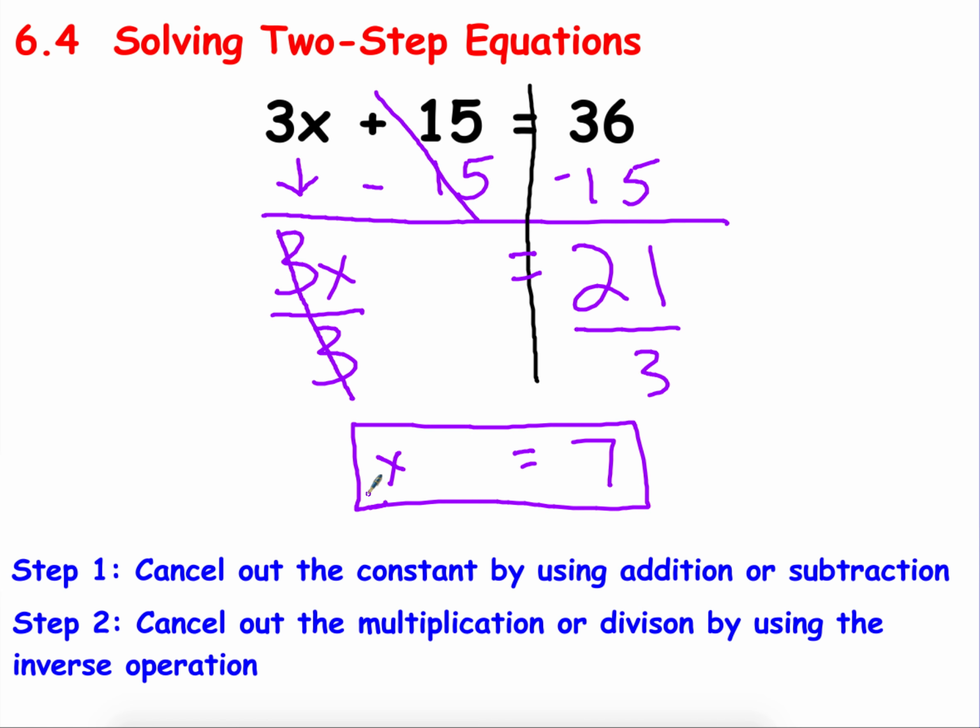So that was 2 steps. Our first step was to get rid of our addition and subtraction. Our second step was to either do our multiplication or our division. Okay, and that's it. They're all pretty similar. I'll show you one exception, but they're all pretty similar.